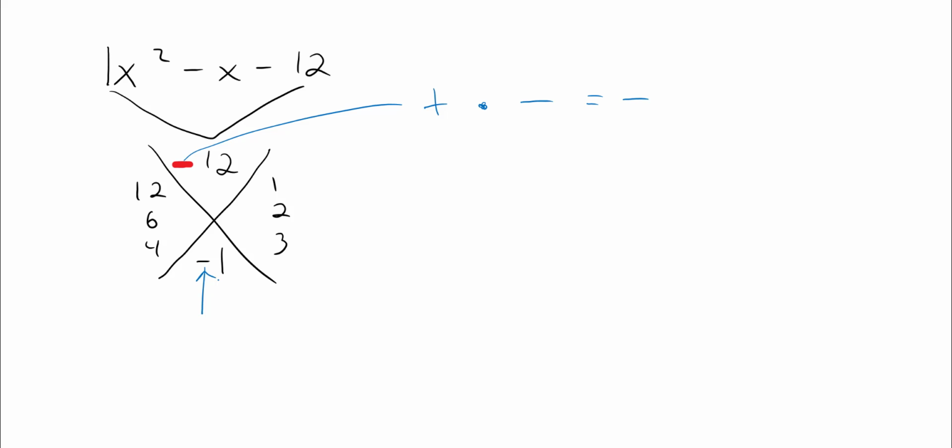So basically I'm subtracting. If you think about it, 12 minus 1 is 11. That's not good. 6 minus 2 is 4. That's not good. I need a 1. 4 minus 3 is 1. Oh, that's good, but I need negative 1. So which one is negative? You guys should say, oh, well, that one's negative because negative 4 plus 3 is negative 1. So those are my answers. So the answer is x minus 4, x plus 3.